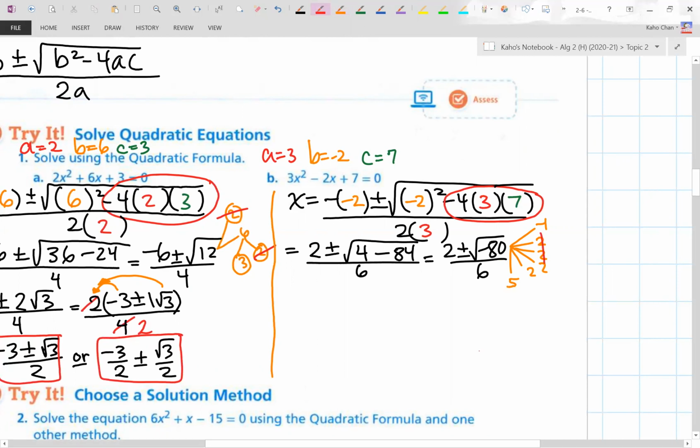Here's a pair of 2's, here's another pair of 2's, and that -1, remember what the square root of -1 was? It's been a while. The square root of -1 is described as the imaginary unit i.